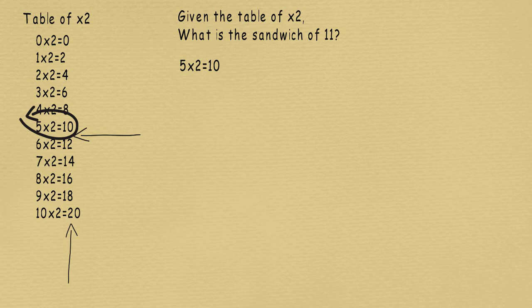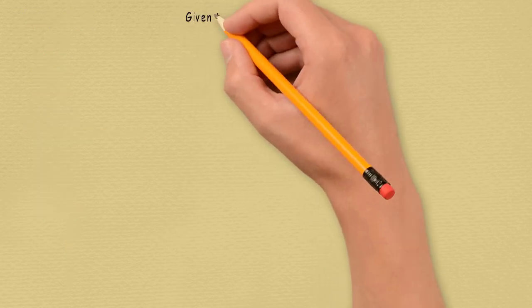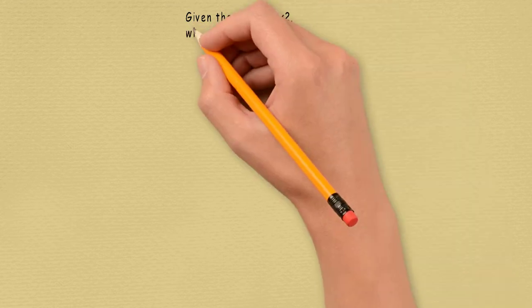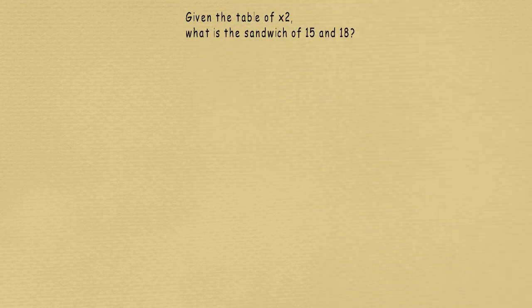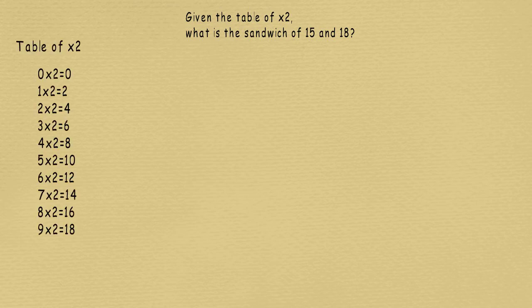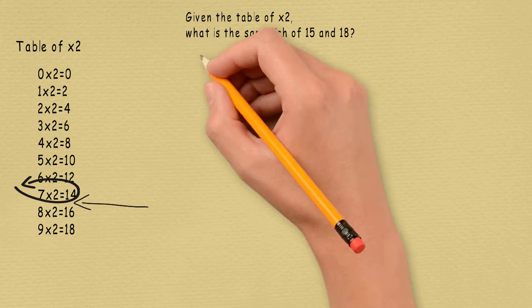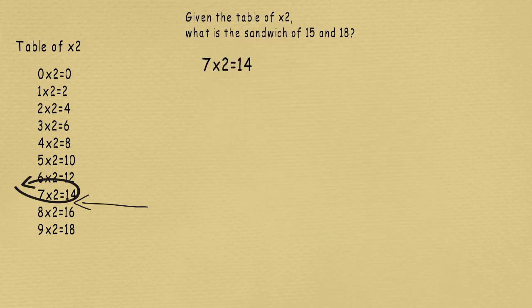Okay, let's continue. Let's do one more example. Again, given the table of times 2, what is the sandwich of number 15? Well, looking at the table, the number 15 is in between the 14 and the 16. We choose the smallest number between the 14 and the 16. The number is 14. Therefore, the sandwich of 15 is 2 times 7 equals 14.